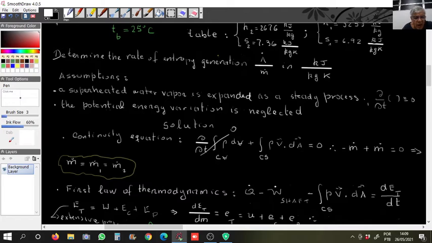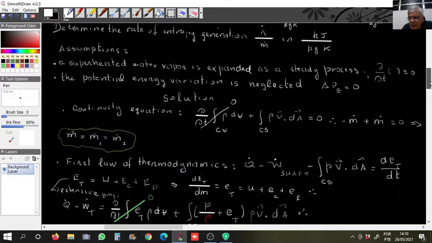Now, the potential energy variation is neglected. The variation of potential energy is equal to 0. I'm not saying the potential energy is 0; I'm saying the variation of potential energy is 0.